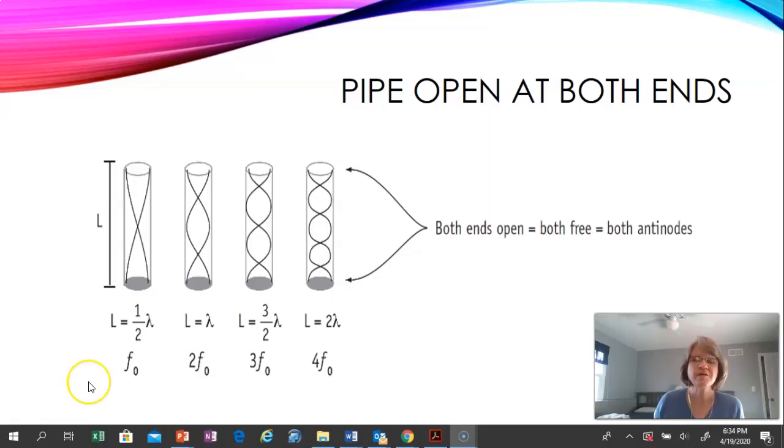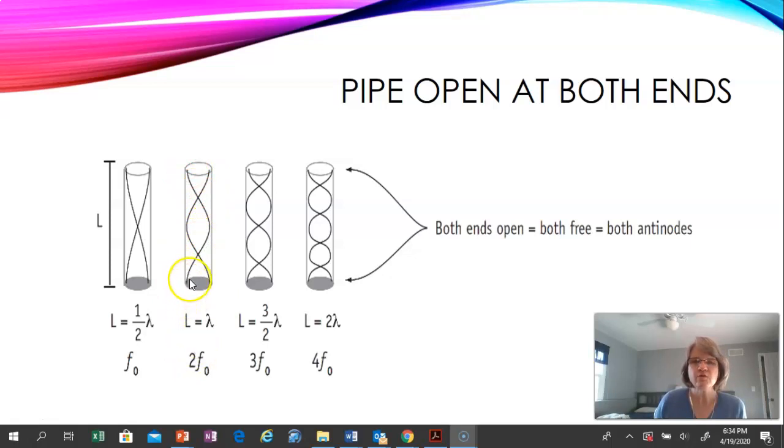So let's look at what those standing waves look like. Here's what the standing waves in an open pipe look like. The pipe is open at both ends, and so there's an antinode at both ends because both ends are free to vibrate. So the first possibility is that we have a half of a wavelength fitting into the pipe, and that would be our fundamental frequency.